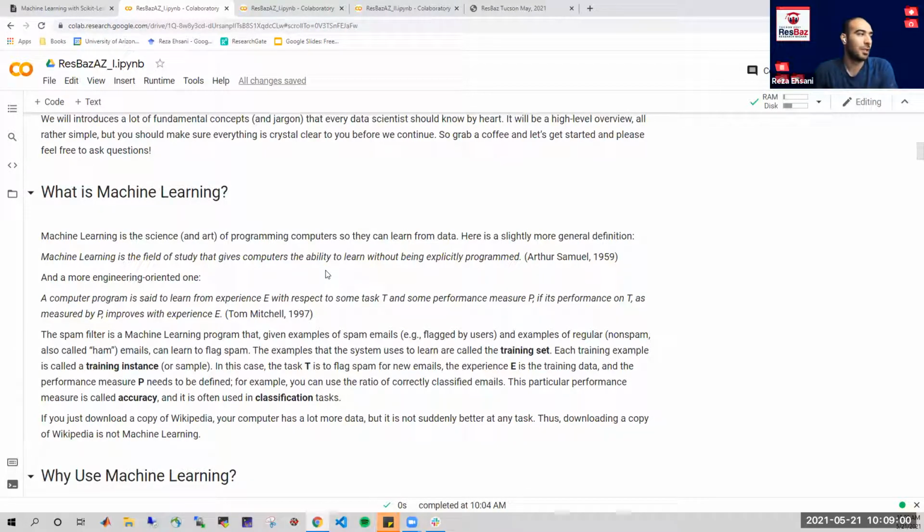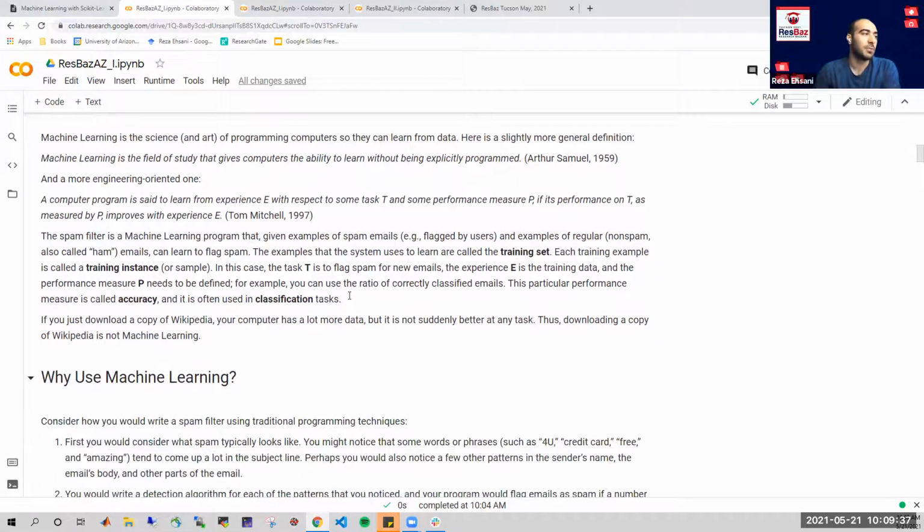Machine learning is defined as the science and art of programming computers so they can learn from data. A more general definition is provided by Arthur Samuel in 1959, which defines machine learning as the field of study that gives computers the ability to learn without being explicitly programmed. A more engineering-oriented definition is that a computer program is said to learn from experience E with respect to some task T and some performance measure P, if its performance on T, as measured by P, improves with experience E.